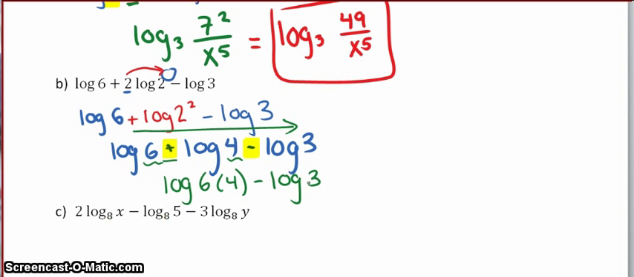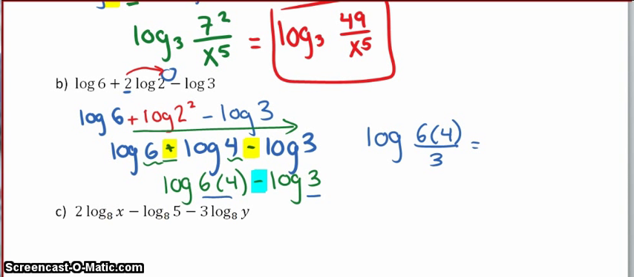And now that we dealt with the addition sign, we still have to deal with the subtraction sign. So anytime you have a log and subtraction, you're actually dividing those arguments. You're dividing those arguments there. So this is the same as log of 6 times 4 divided by 3. This minus log 3 changes into division. And our last step is to just make sure it's as simplified as possible.